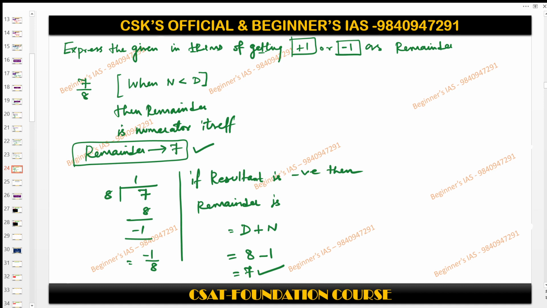So we have to think in that way. Don't think of -1 as the remainder. If the resultant is negative, then the remainder is denominator plus numerator. So here in this case also 7. In both the cases you can say 7 as the remainder. Now let me give you another example. Anybody wants another example?